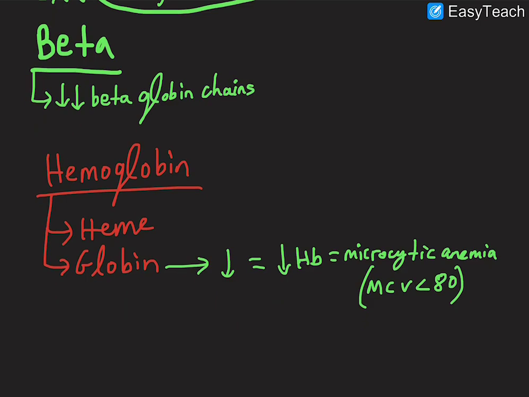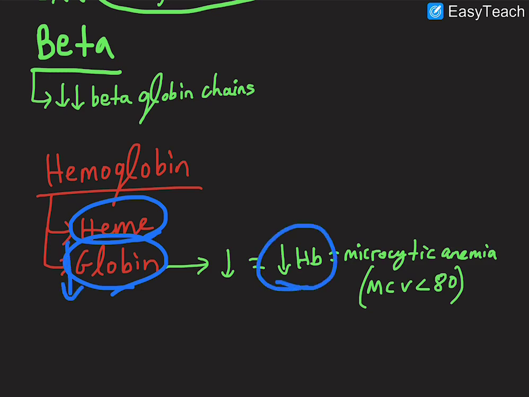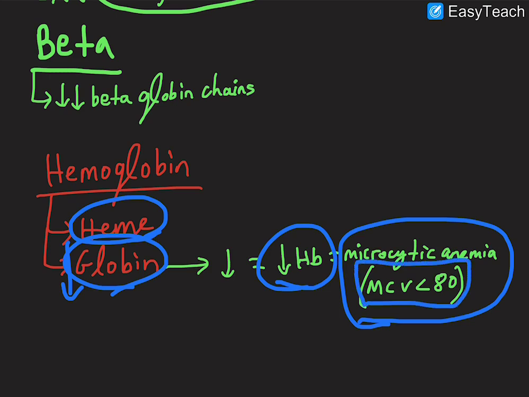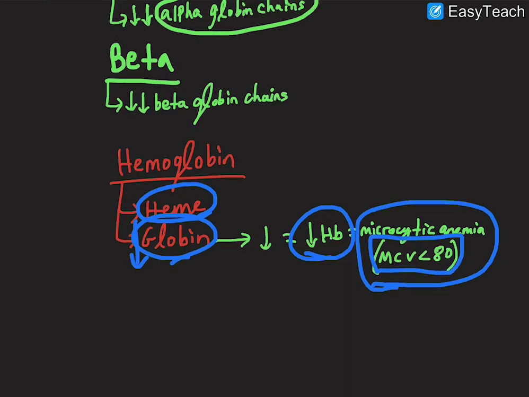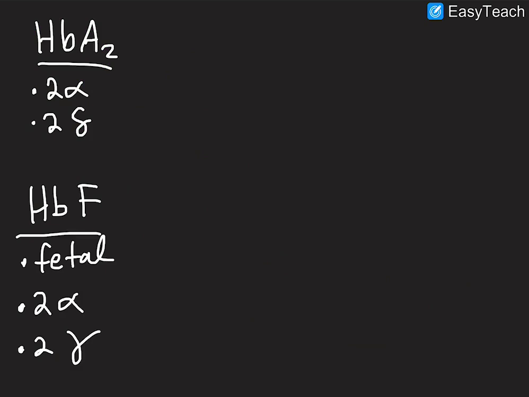It's important to remember what makes up hemoglobin. Hemoglobin is made up of heme and globin. If you reduce your globin, then that means you reduce the total hemoglobin. And if you reduce the amount of hemoglobin, your red blood cells will be smaller than usual, which means thalassemia would be a microcytic anemia, where your MCV, or mean corpuscular volume, would be less than 80 femtoliters. I hope this part makes sense.